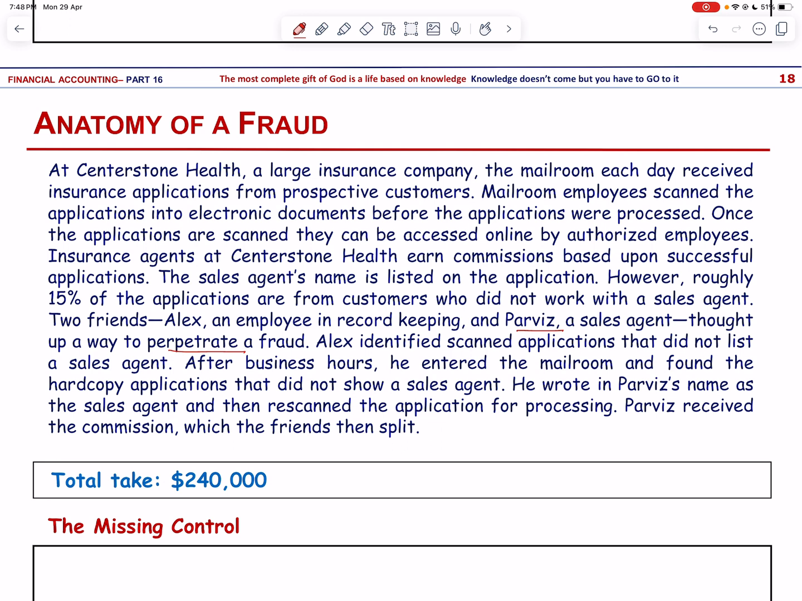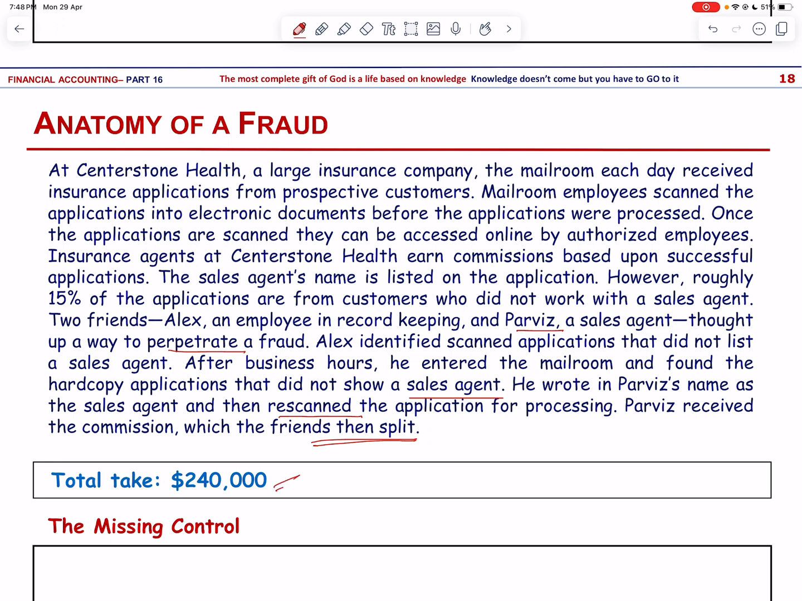Alex identified scanned applications that did not list a sales agent. After business hours, he entered the mailroom and found the hard copy applications that did not show a sales agent. He wrote in Parvez's name as the sales agent and then re-scanned the application for processing. Parvez received the commission, which the friends then split.